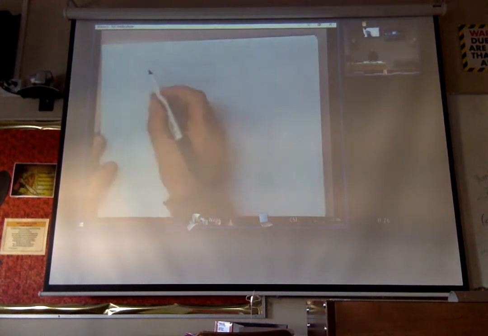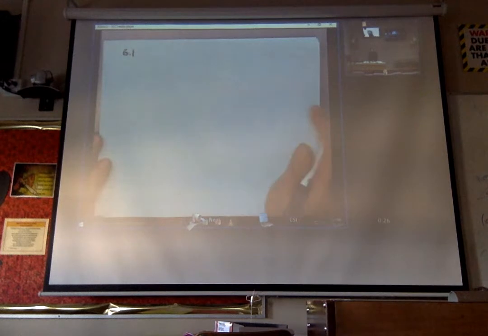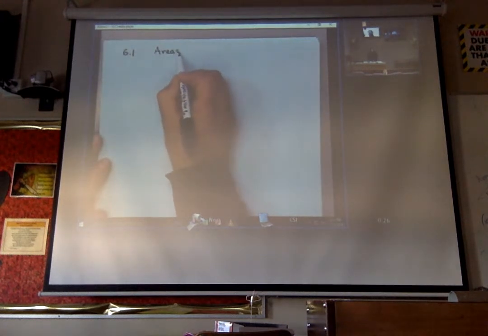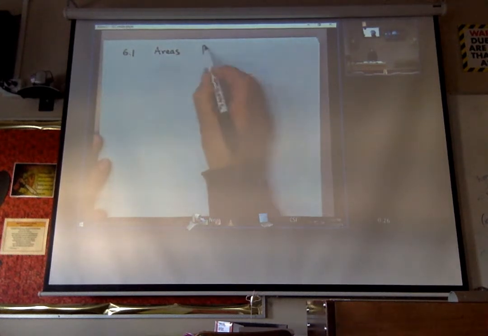So let's continue, and I really don't know what to do with this. So we have areas between curves.